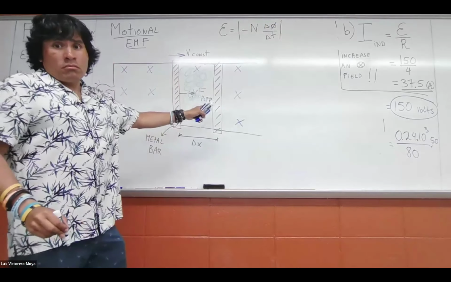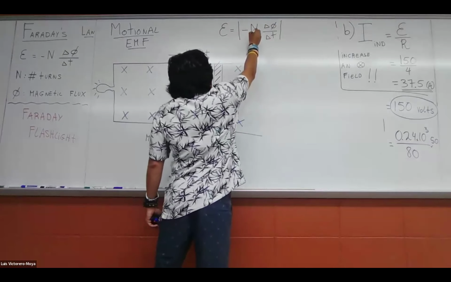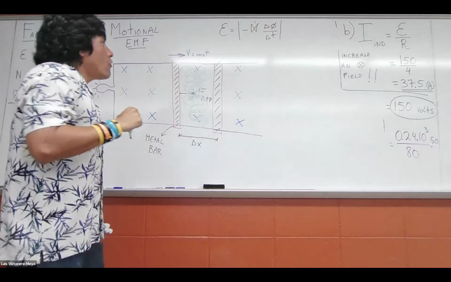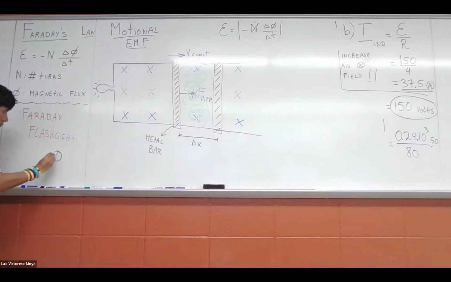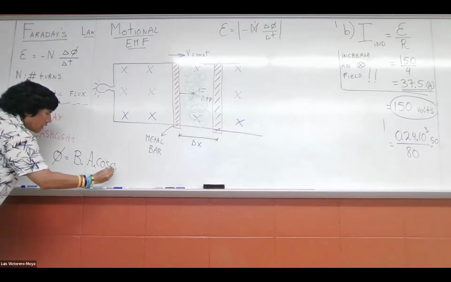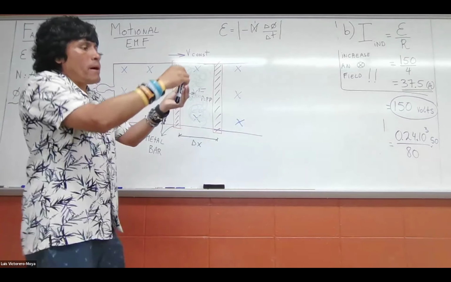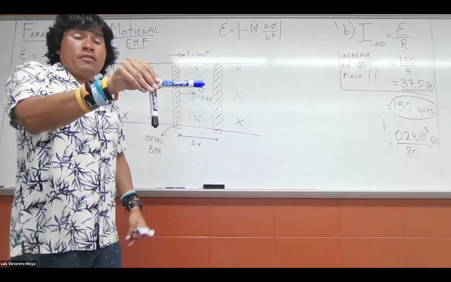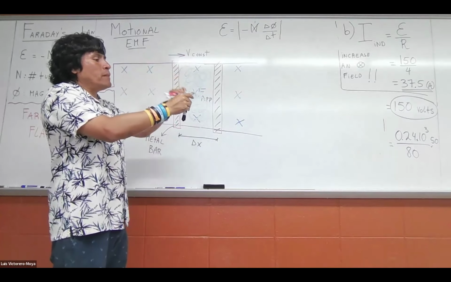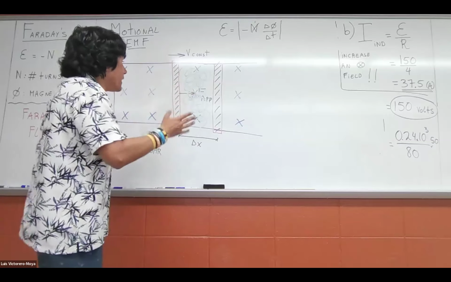Now, for just the bar, the N is 1. Right? So it's just one bar. What about the rate of change of flux? So flux, you remember, is B times area times cosine theta. Well, let's take a look. The magnetic field is into the page, and the bar is like this. So the angle is 90 degrees. The magnetic field is completely perpendicular to the bar. So that means that the flux is just B times the area. All right, what area? This area.